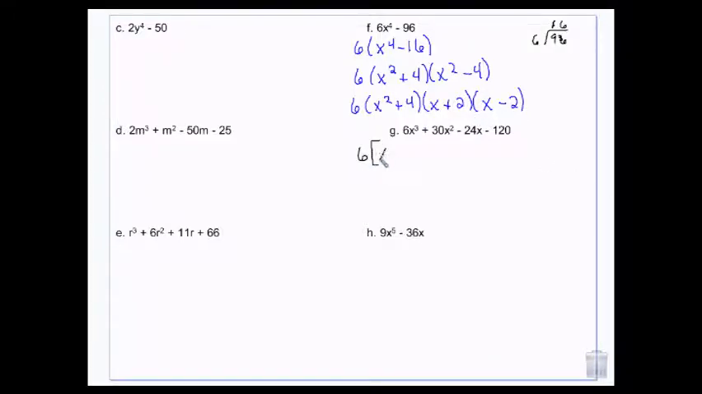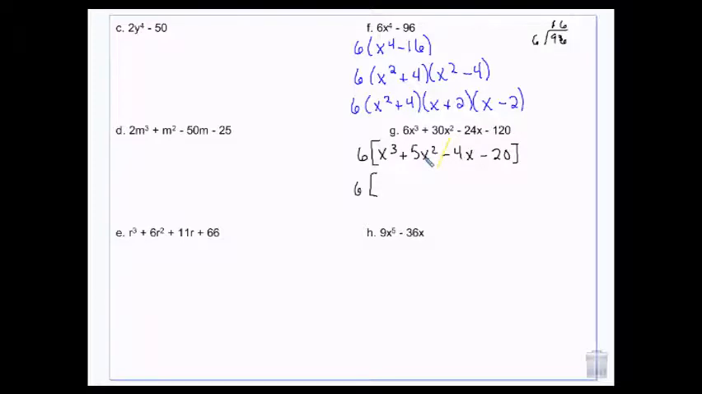And I'm left with x to the third plus 5x squared minus 4x minus 20. Okay. I've got 4 terms, so I'm using grouping, so I split it in half. And I look at the first 2. This 6 is still hanging out, so it's just there.